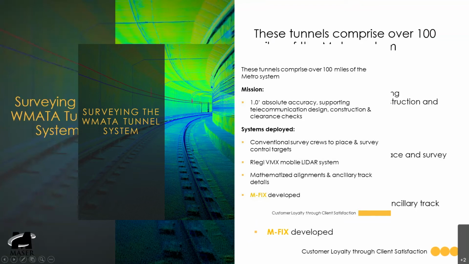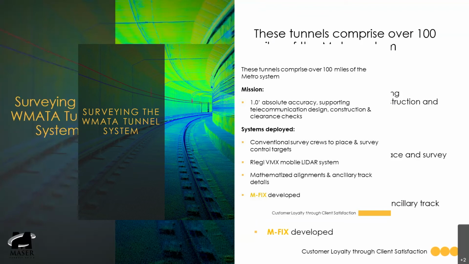So the systems deployed on the metro project were conventional survey crews. They placed targets along the alignment for us to use in the adjustment of the mobile LiDAR. We ran the mobile LiDAR system through all 100 miles of tunnels. We relied heavily on not just the conventional survey that was done, but also the mathematized alignments and the ancillary track information that was gathered by the field crews.